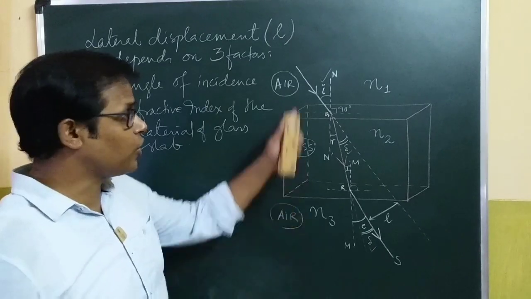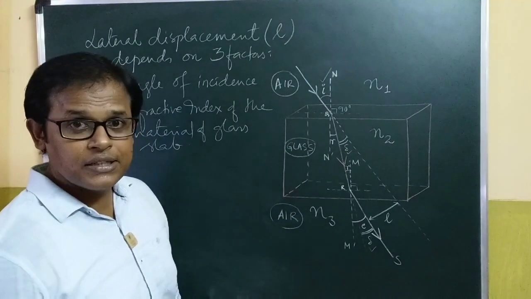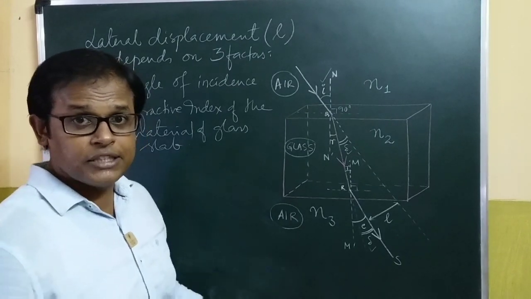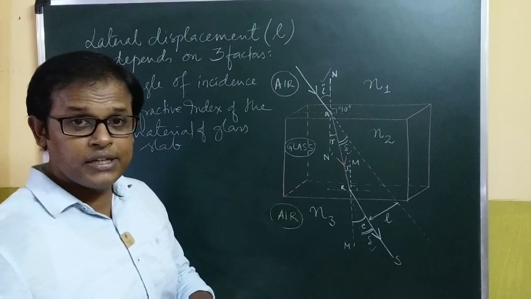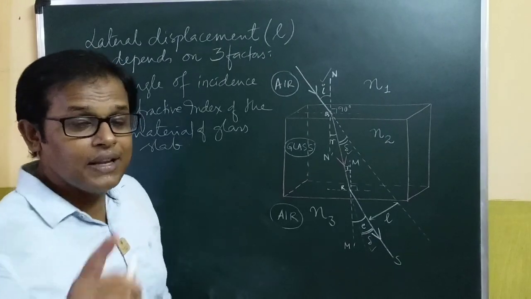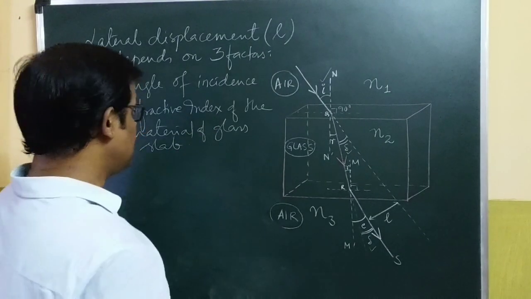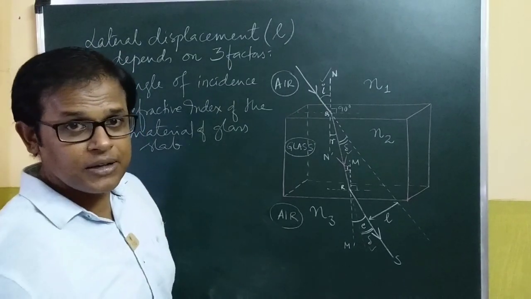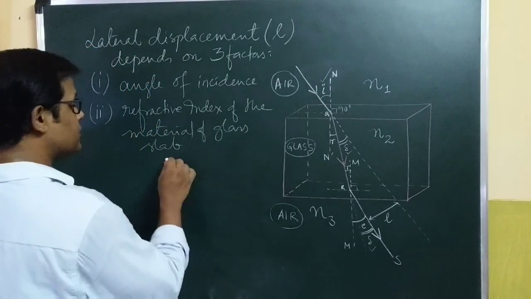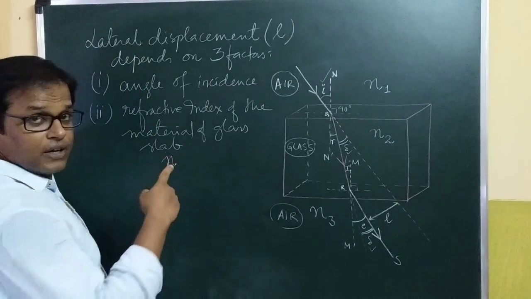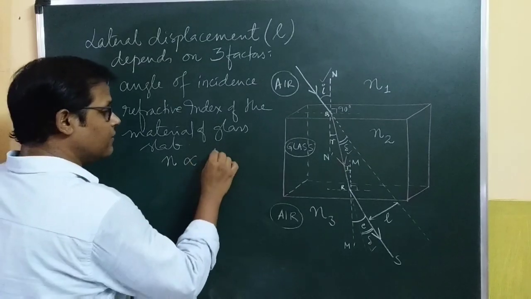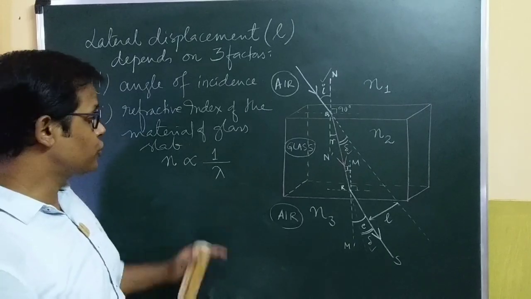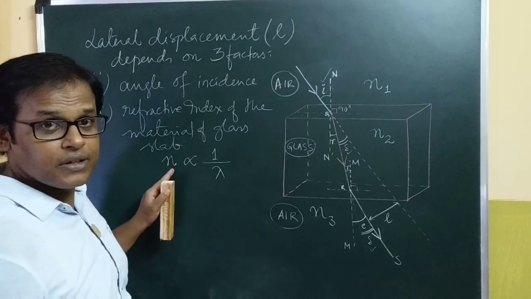But my dear, we are talking about light, and light can come in different colors. You know the rainbow colors? Violet, indigo, blue, green, yellow, orange, red. So they all have different wavelengths. In my previous video classes, I have also discussed that refractive index is affected by the wavelength. So what was the relation? The refractive index N is always inversely proportional to lambda. Clear? Shorter the wavelength, greater the refractive index.